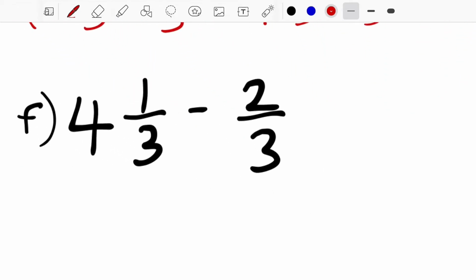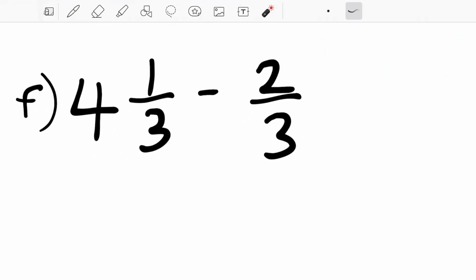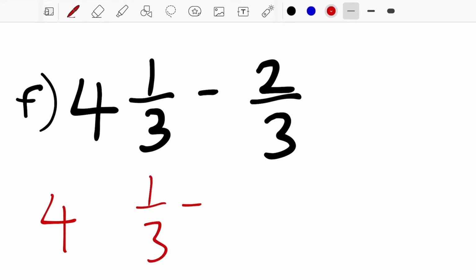So let's try another one. 4 and 1/3 take away 2/3. So we don't have any whole numbers here. So we keep the 4, and 1/3 take away 2/3.